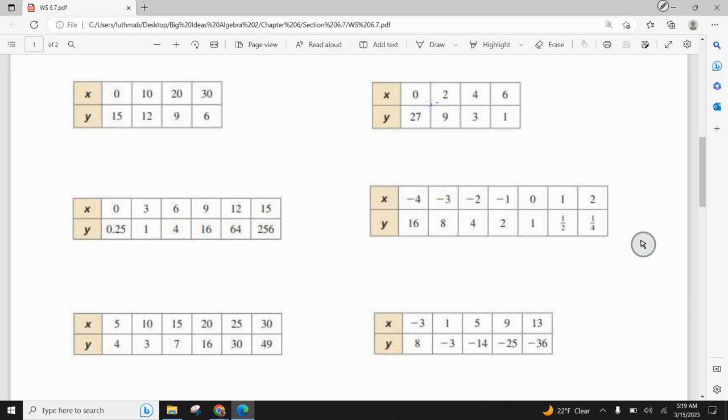So check the x column first. Plus 10, plus 10, plus 10. It's consistent. We'll go minus 3, minus 3, minus 3. Right away, that tells me first differences are the same. Linear. Plus 2, plus 2, plus 2.